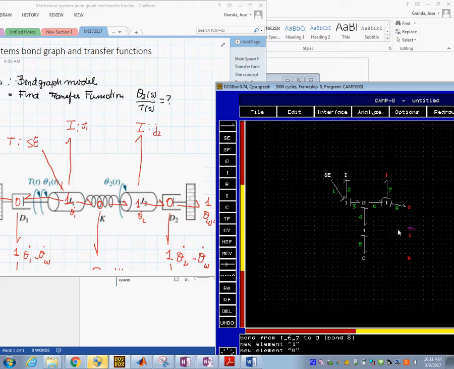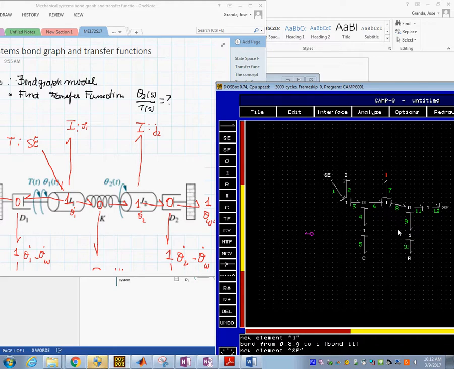So we have it like this, and then we went to a one junction here. Of course, we haven't reduced anything on this bond graph, which we could, but just to illustrate the principle of how you do this, we're going to leave it this way for now.